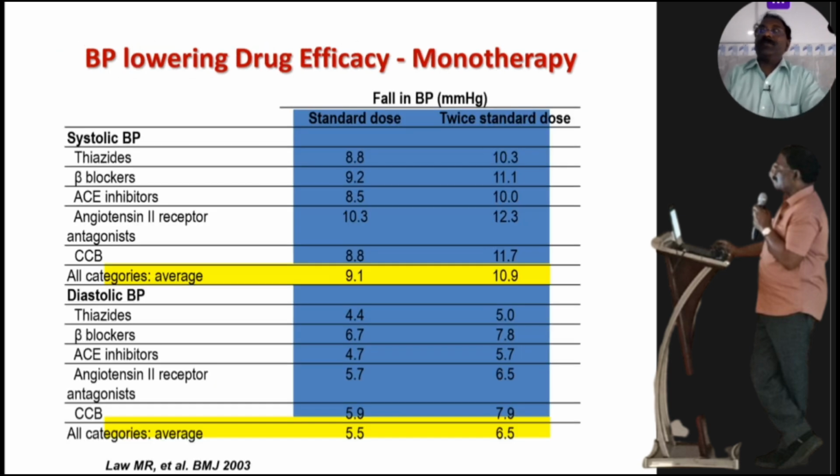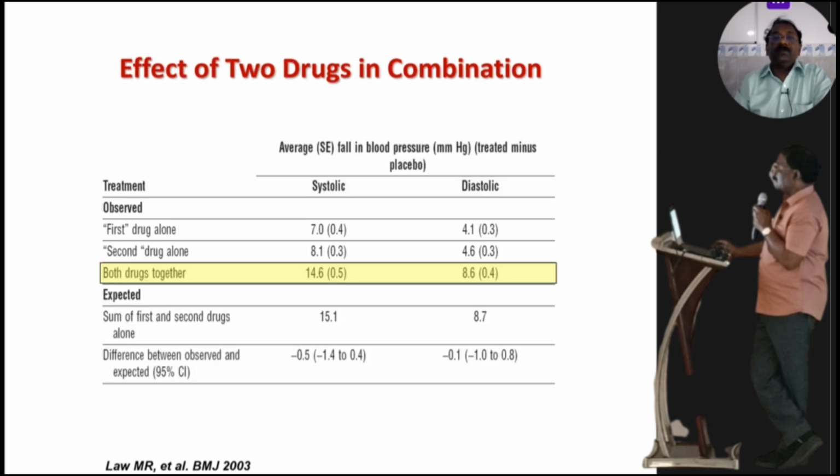BP lowering drug efficacy, monotherapy. See the monotherapy here. The systolic. Thiazides standard dose fall in the BP. Twice standard dose 8.8, 8.8, etc. Thiazide diuretics, beta blockers, on average 9.1 systolic BP reduction. Whereas the diastolic BP on average is about 5.5 with the monotherapy.